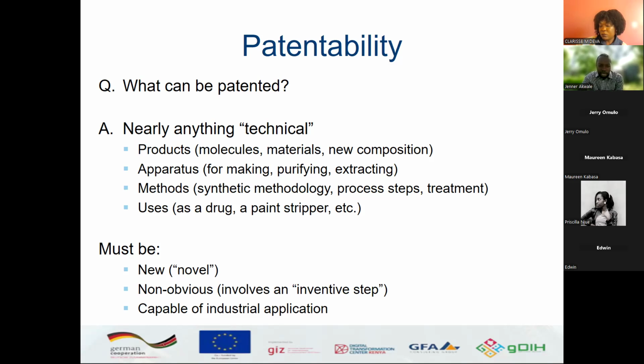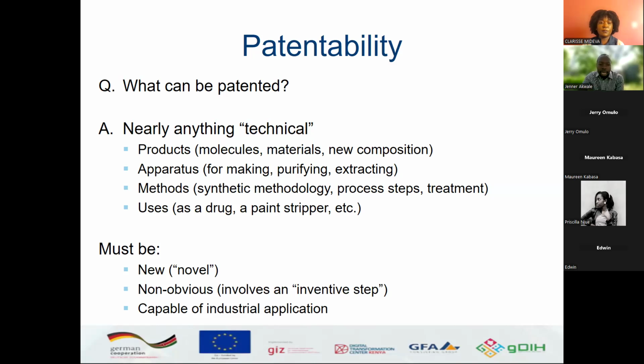For Kenya, key things that they look at is novelty. How new is that invention? But when they're looking at novelty, it's absolute novelty. They will search all documents in the world. Then they will be looking at inventive step, simply meaning that what you have come up with is not obvious to someone else in the same field of that patent.